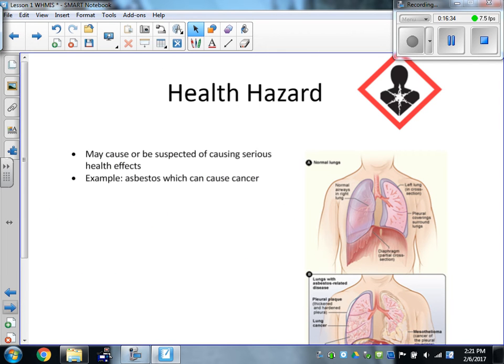Health hazard. So health hazard may cause or be suspected of causing serious health effects. Way back in the day, we used to have this thing called asbestos. They used it as insulation. Asbestos is known for the little fibers breaking off and getting into your lungs and causing cancer.